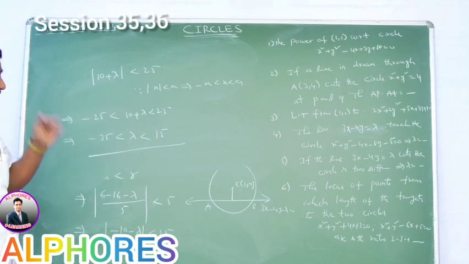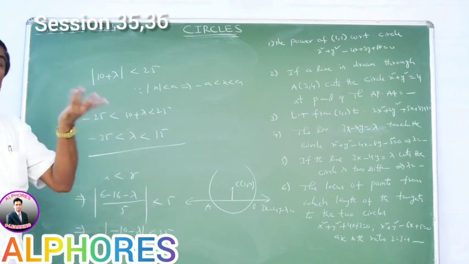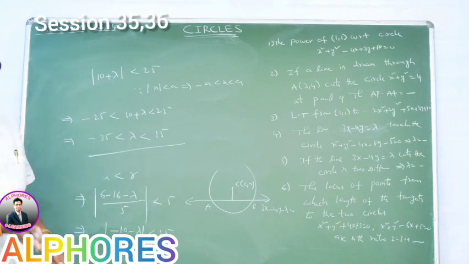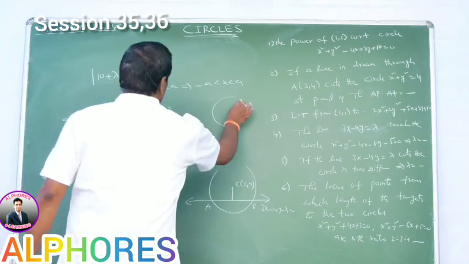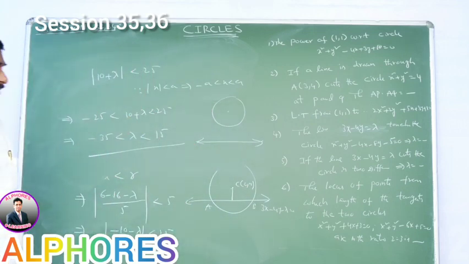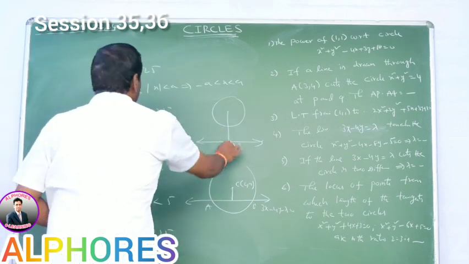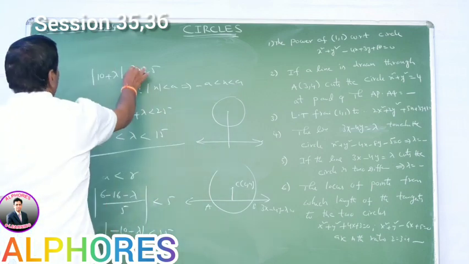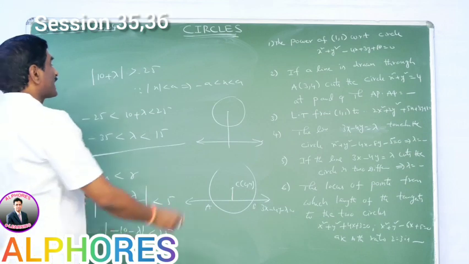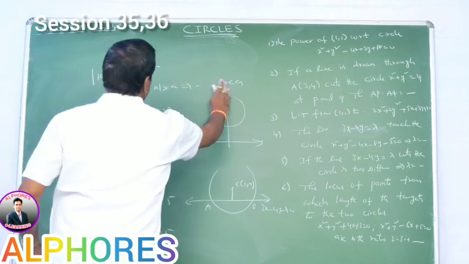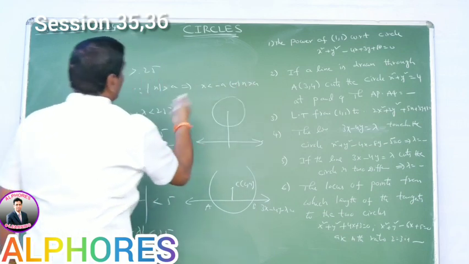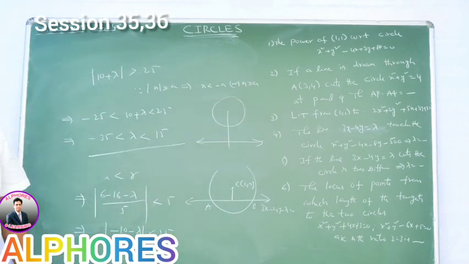Okay. Suppose the line neither touches nor intersects the circle. What are the possible values of lambda? Then what is the range of lambda? If the line neither touches nor intersects the circle, that means d is greater than r. We use d greater than r. Mod x greater than a means x does not lie between minus a and a. What is the meaning of mod x greater than a? x less than minus a or x greater than a. By using that, we find the value of lambda.